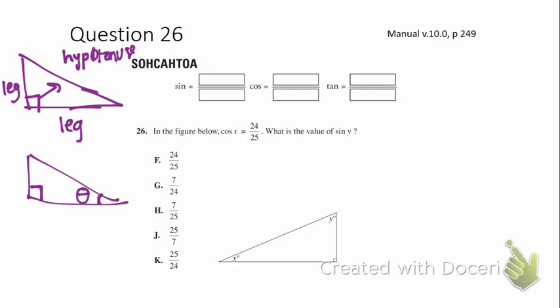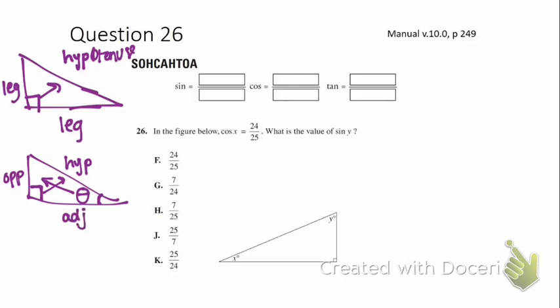So when I label my sides, I have opposite, adjacent, and hypotenuse. Opposite is always the side across from your angle. Hypotenuse is always across from the right angle. Adjacent then would be the side touching the angle that you're using.